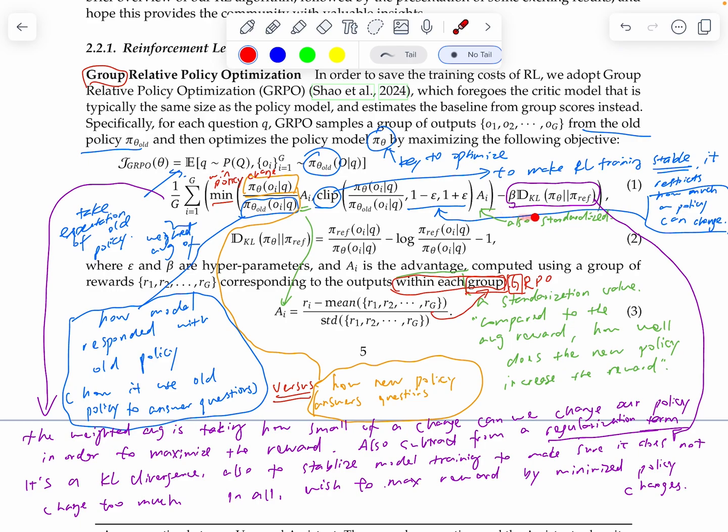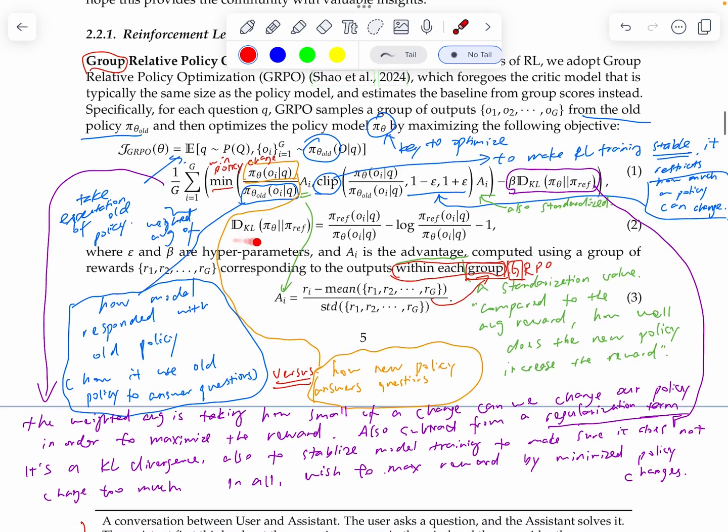Here we have another term inside of this weighted average, given by the KL divergence. That measures the divergence between different distributions, and it has a similar usage to the ones before. It is also a sort of regularization term. With this KL divergence, we also want to stabilize the model training to make sure that the policy doesn't change too much during training.